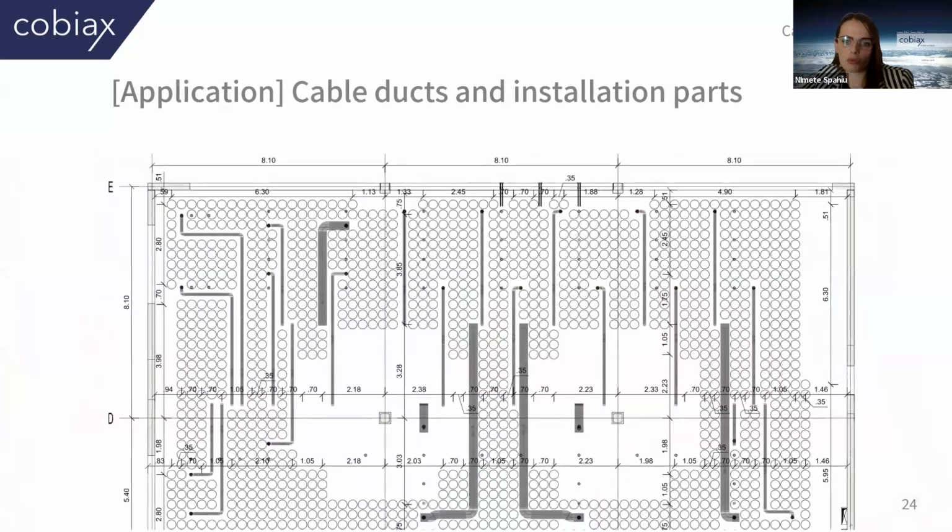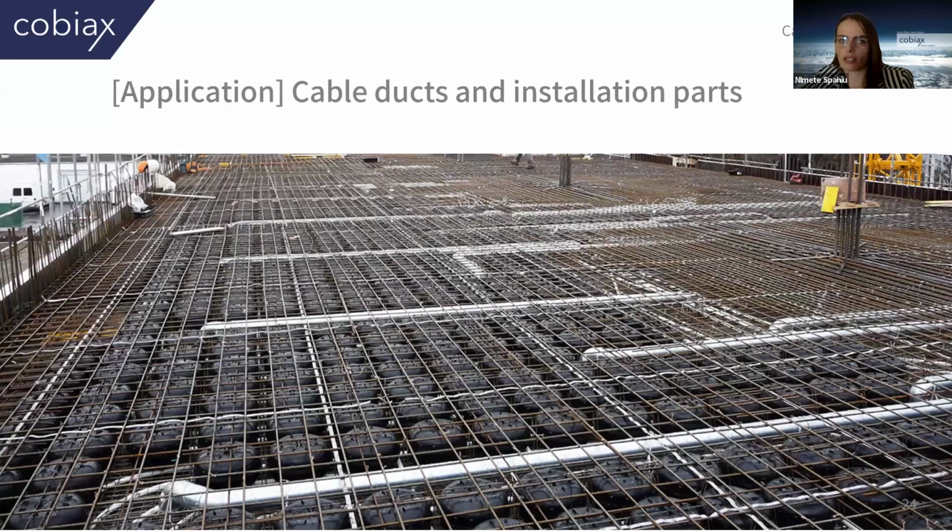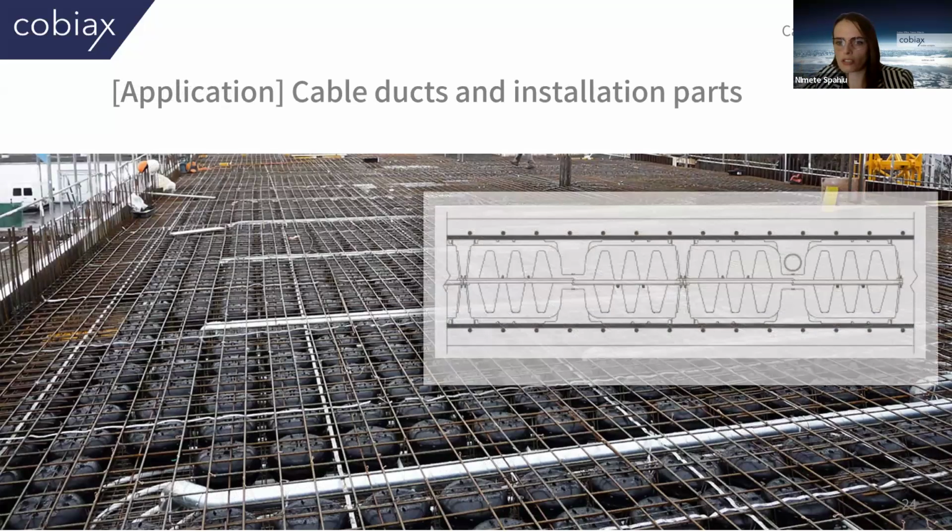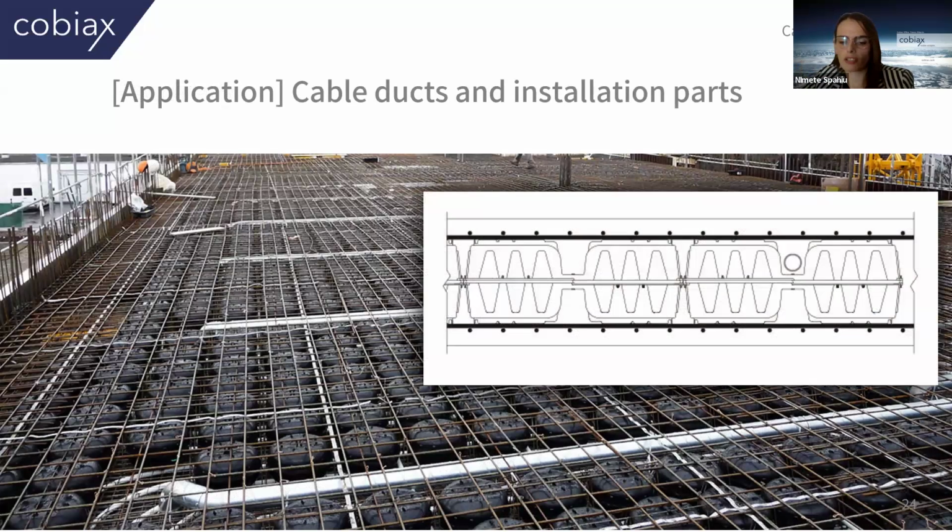An important issue is the cable ducts and insulation parts. For those ducts or cables whose diameter is more than or equal to 25 millimeters, you can proceed like this: leave solid strips in there and place them in there. If the diameter is less than or equal to 25 millimeters, you can place them between the void formers, like this example in here.